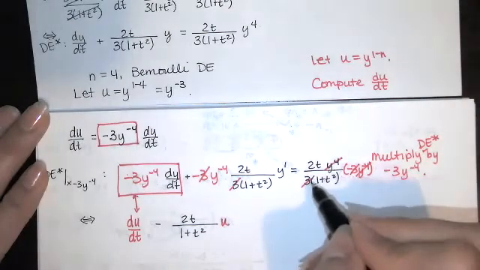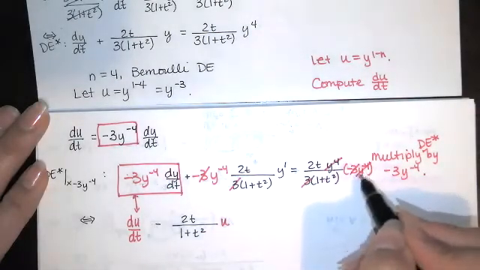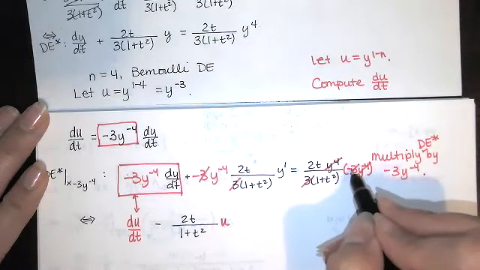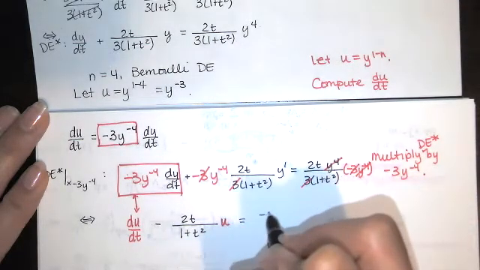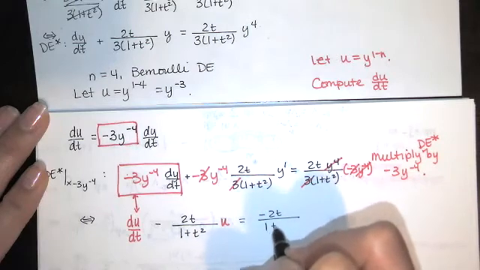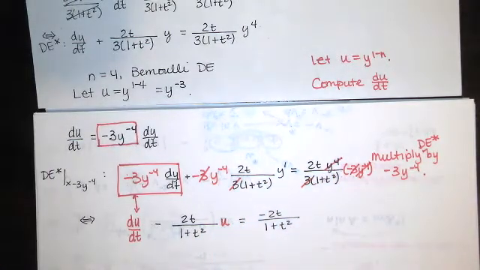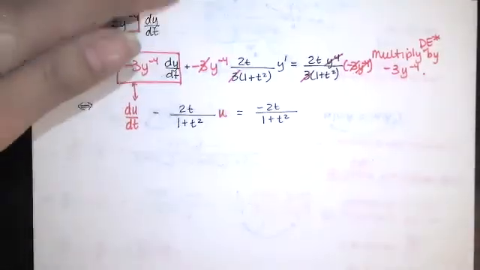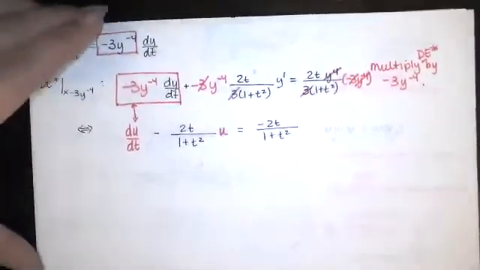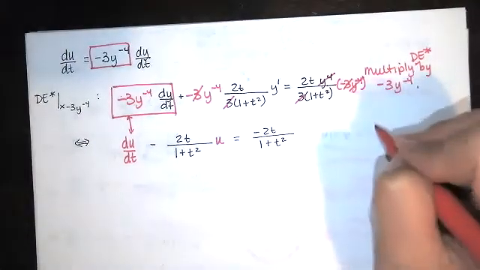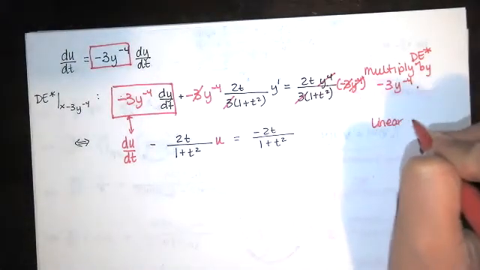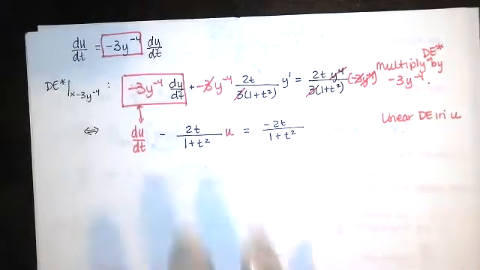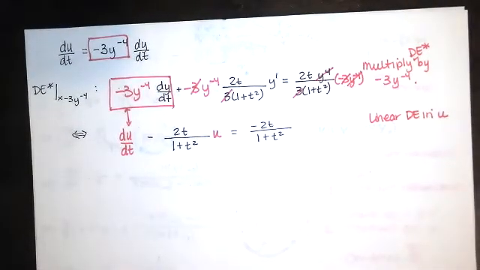And then over here on this side, the 3's reduced, the y to the 4th and the y to the -4th became a y to the 0, which is 1. And now we've got a -1 times 2t, all divided by 1 plus t squared. And that is linear in u, which is a very good sign. So our job now is just to solve this for u and then back substitute and solve for y.